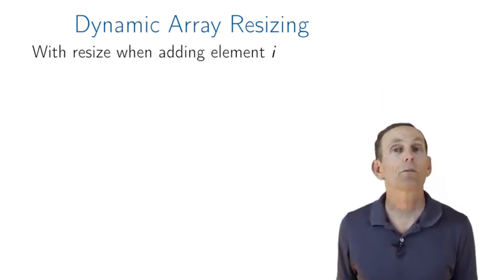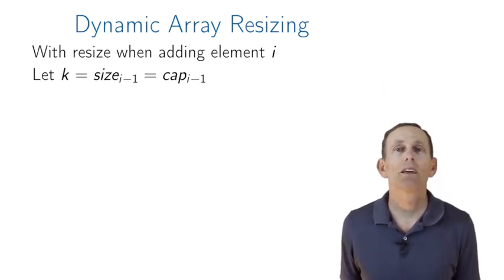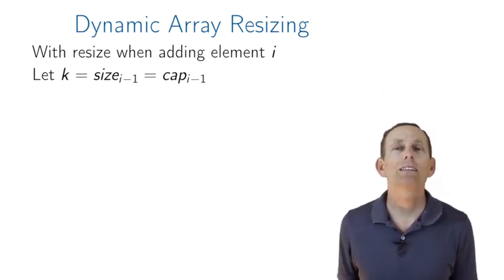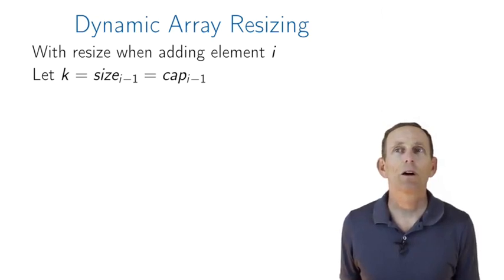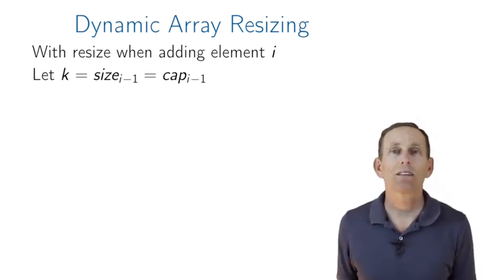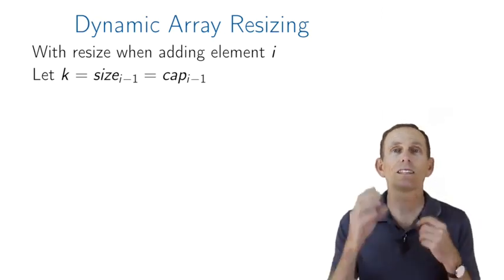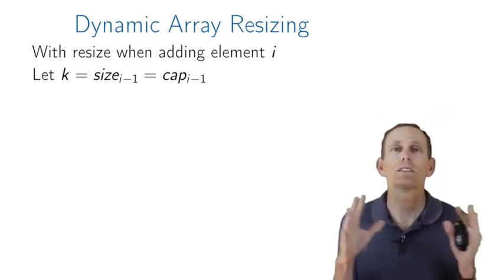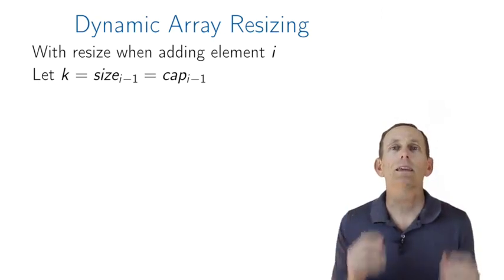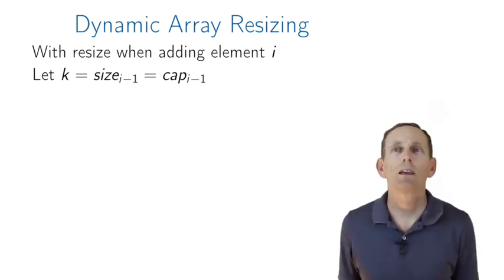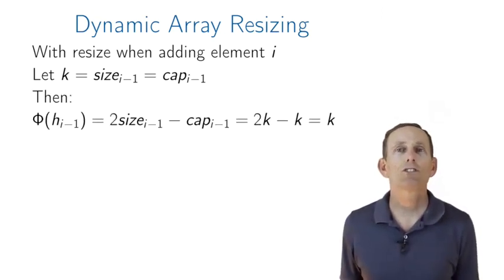And then let's look at the cost when we have to do a resize. So we're going to define here k is size sub i minus 1, which is the same thing as capacity sub i minus 1. Why is it the same? Because we're about to do a resize. So that means that after the previous operation, we must have made the dynamic array full. And then phi of h sub i minus 1 is just 2 times the old size minus the old capacity, and that's just 2 times k minus k, or k.